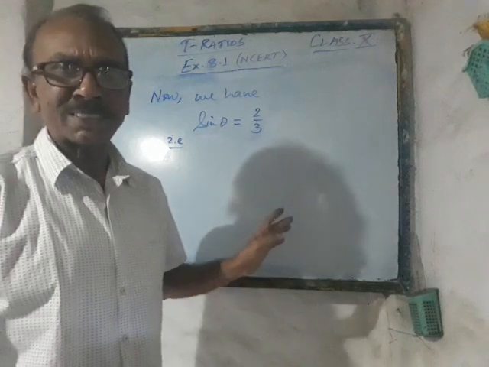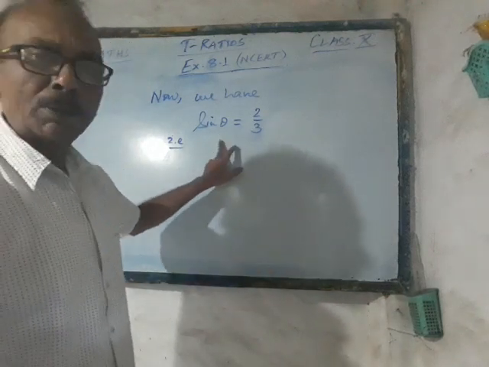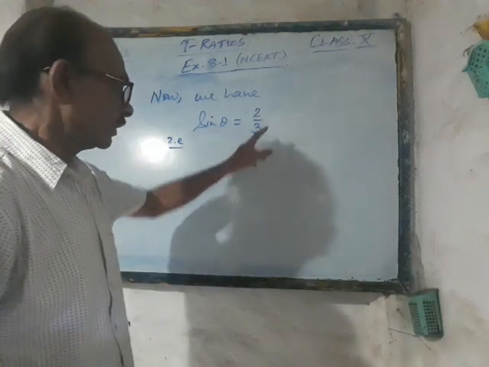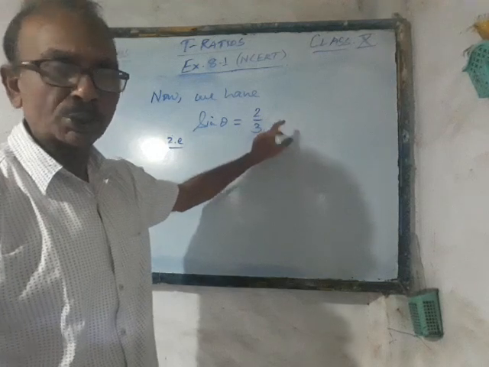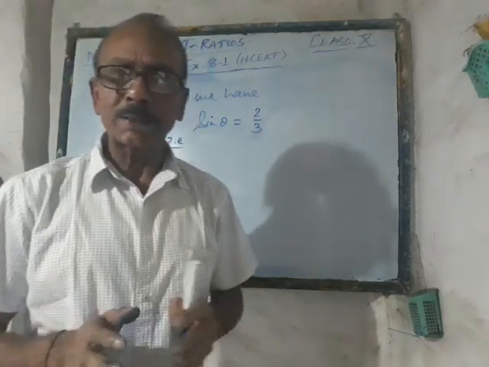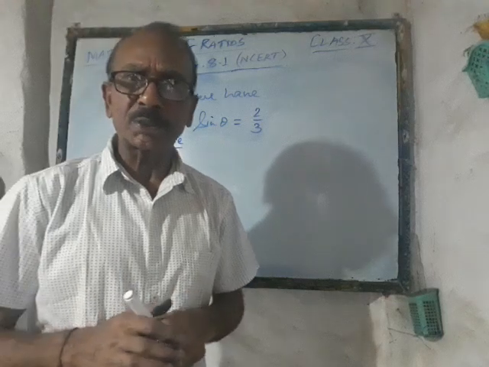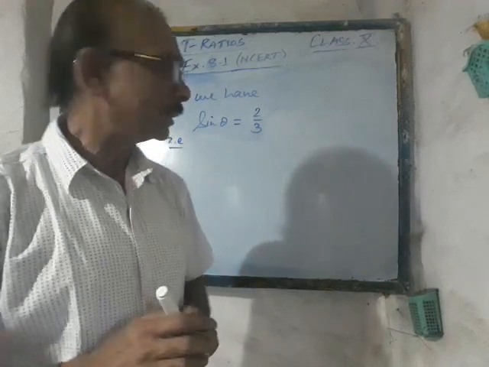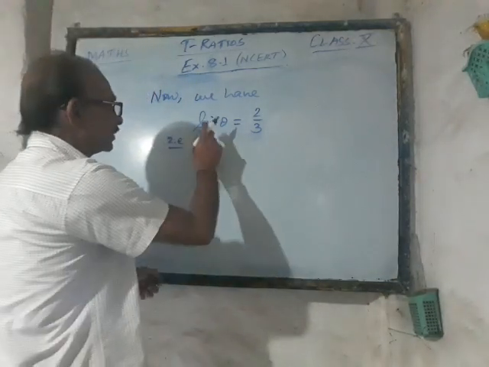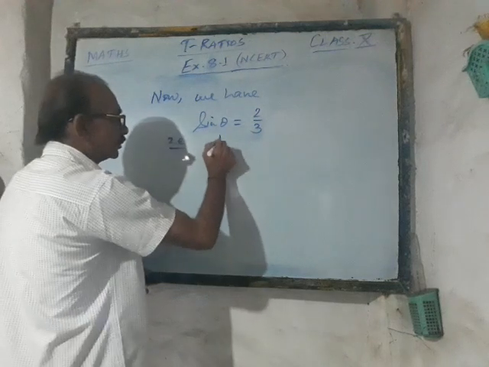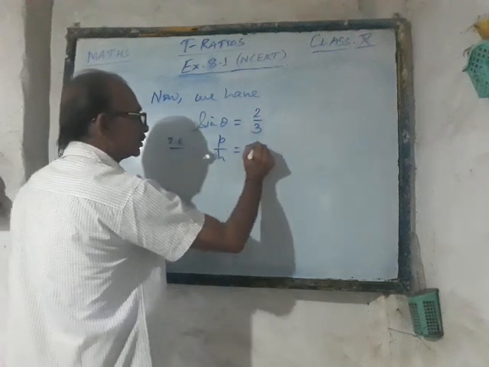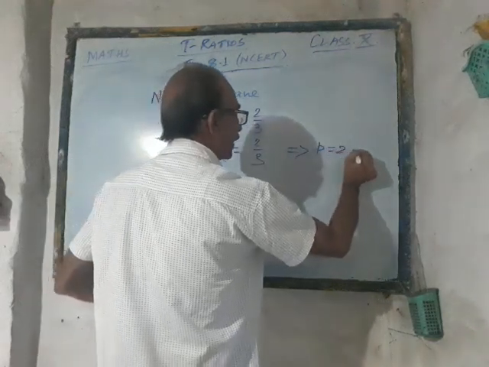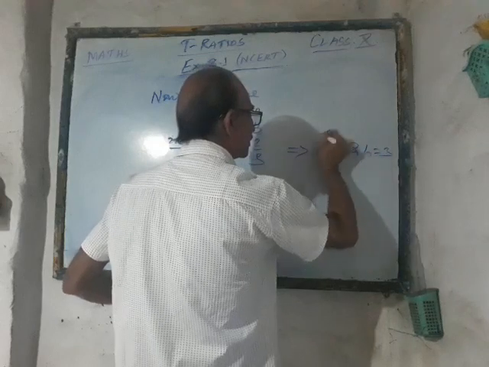Now let us come to the next concept. If the question says that sine theta for any angle theta from 0 degrees to 90 degrees is equal to 2 upon 3, I have been observing that at least 50 to 60% of students do a blunder. What is the blunder done by them? In fact, sine theta is equal to 2 by 3. They use P upon H is equal to 2 by 3, and immediately they write that this implies P is equal to 2 and H is equal to 3. So this is not done.